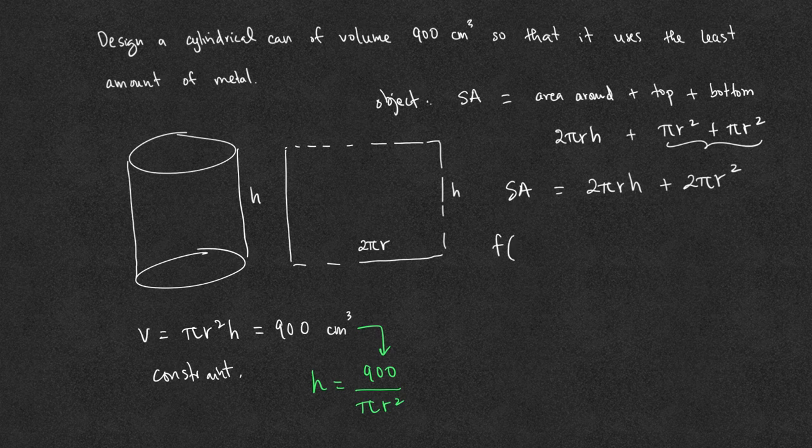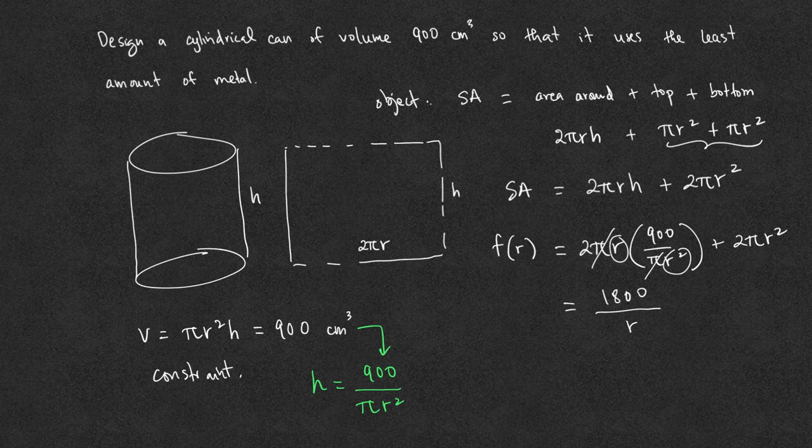We have the surface area in terms of r as a function f, which is now 2 pi r times 900 over pi r squared plus 2 pi r squared. Simplifying this, we have pi canceled out. r divided by r squared is r in the denominator. 2 times 900 is 1800. We still have the second term, 2 pi r squared.